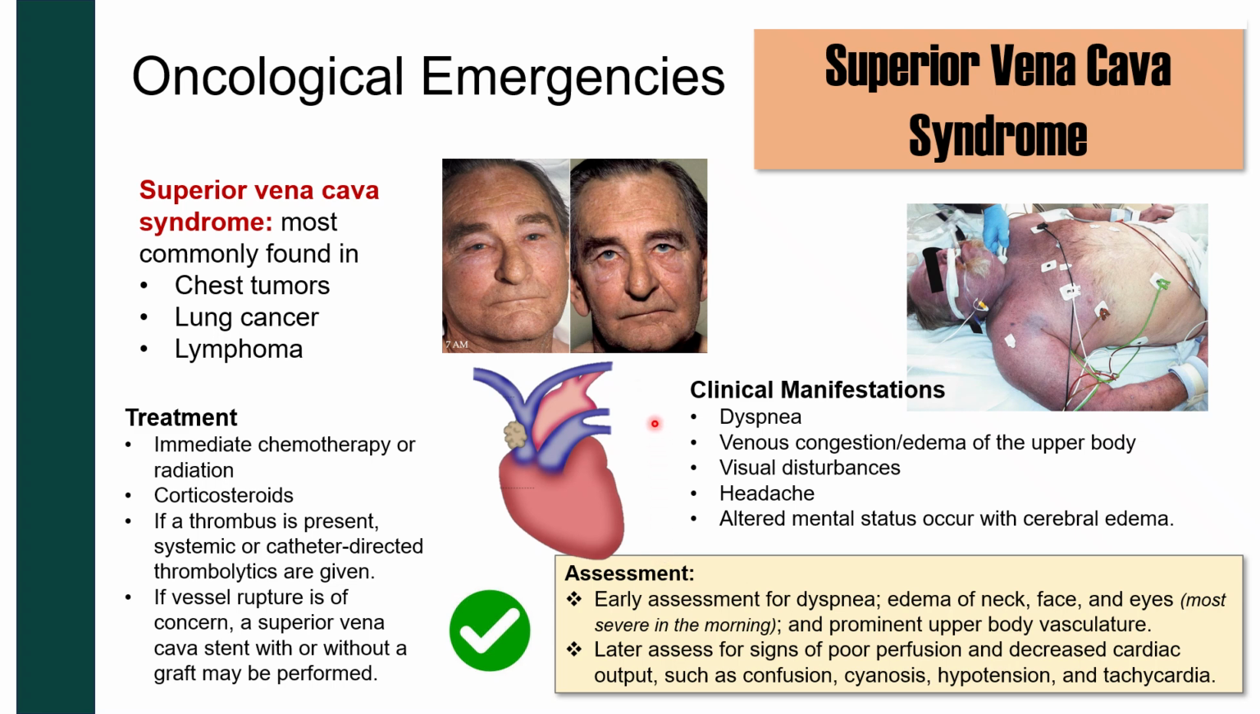So it's affecting perfusion. So your assessment for these types of patients is going to be looking out for our ABCs. So shortness of breath, you're going to look for edema, especially on the upper half of the body, the neck, face, eyes, and it's going to be most severe in the morning, just like this picture. Later, there's going to be signs of poor perfusion and decreased cardiac output, so the patient might become confused, might be cyanotic, low blood pressure, and tachycardic.